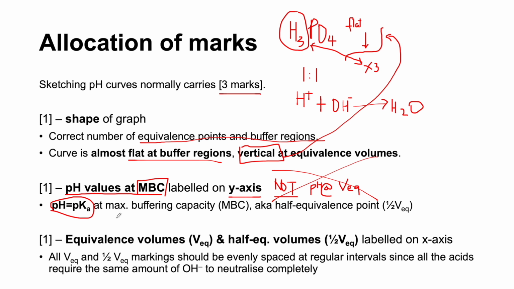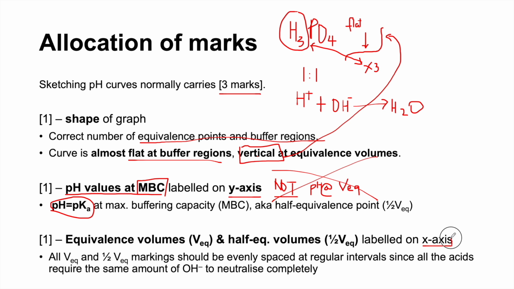And that has to do with your Henderson equation: pH equals pKa plus log of salt over acid. At maximum buffering capacity, the concentration of salt and the concentration of acid are the same, so 1 over 1 is 1, and log 1 is 0, so pH equals pKa plus 0, which equals pKa. Right, now the equivalence volumes and half equivalence volumes.